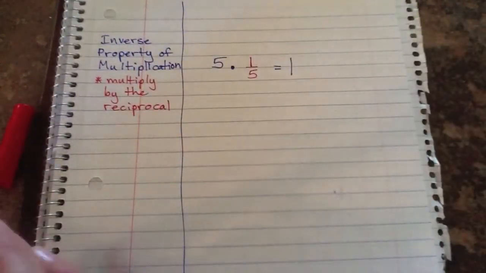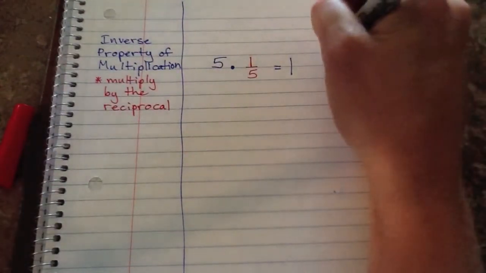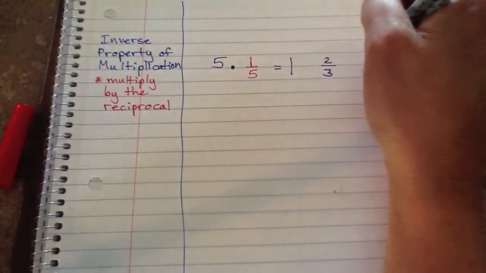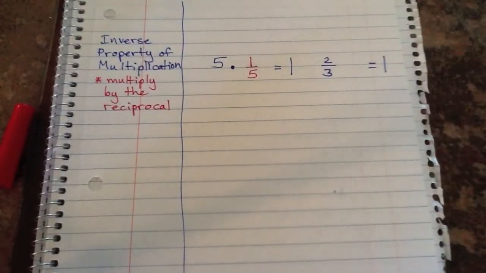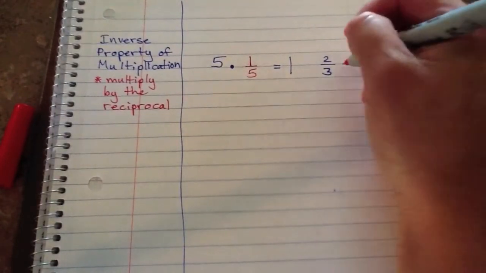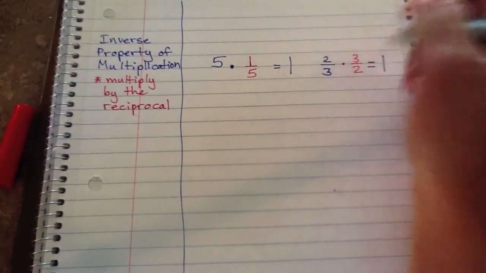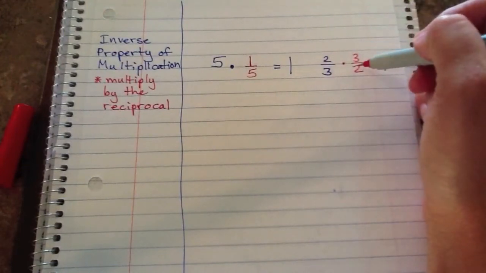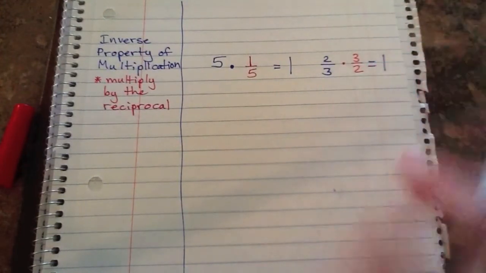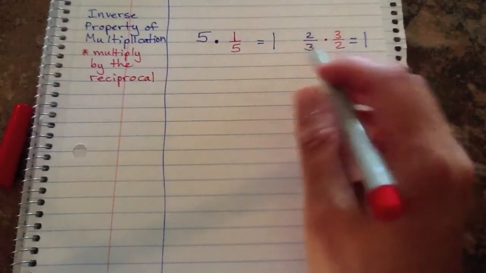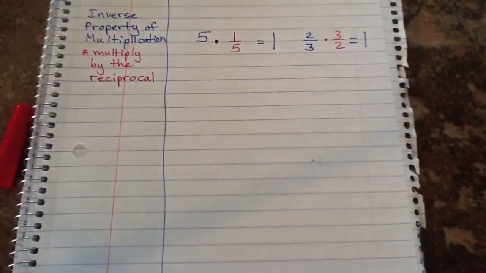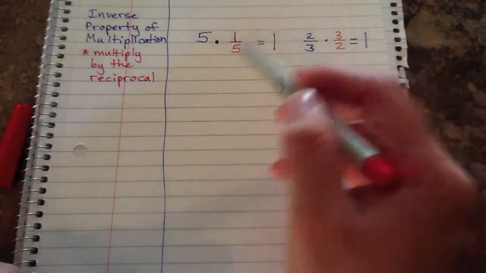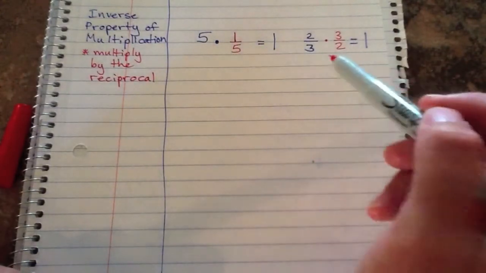So if I was to give you 2/3, what would you multiply that by to make it a 1? Most of you should have said 3 over 2. Reciprocal. These 3's become a 1, these 2's become a 1. 1 over 1 is 1. And remember, these aren't zeros, they're 1's. So you're going to need to remember this for solving equations.